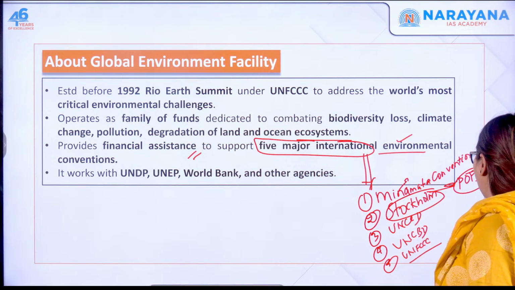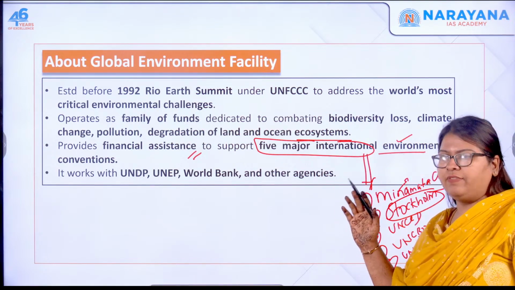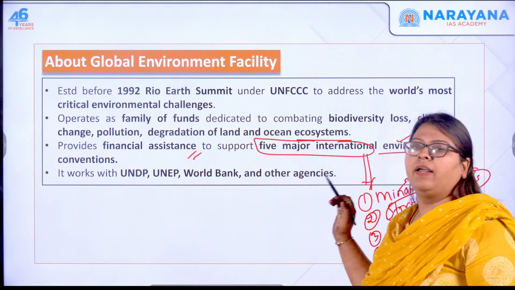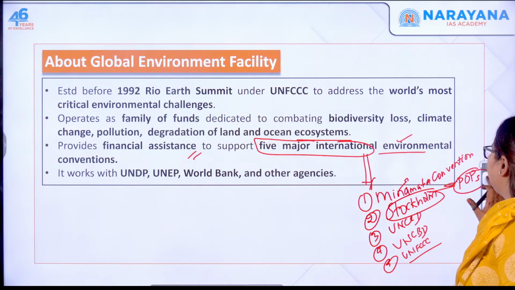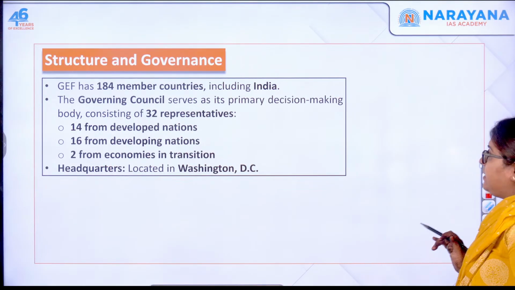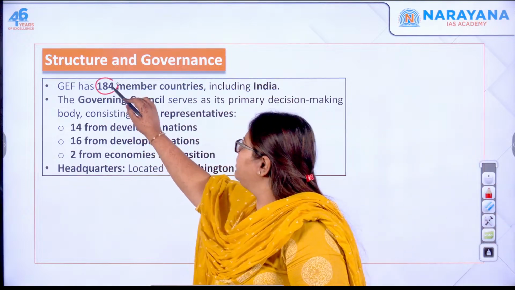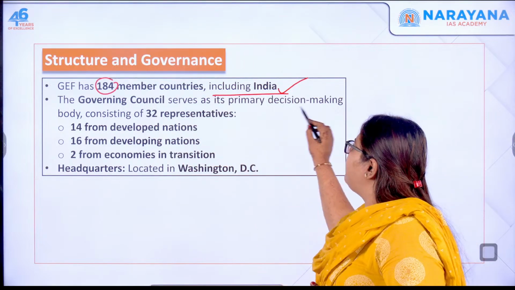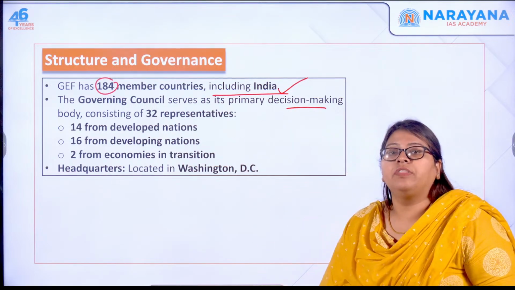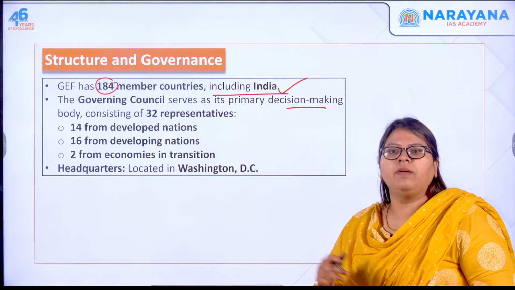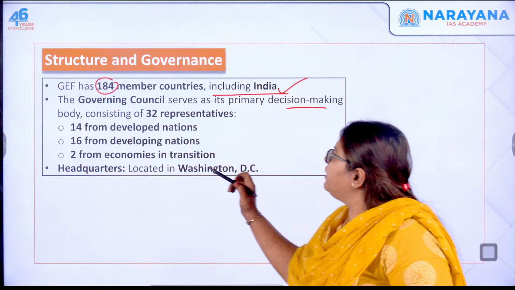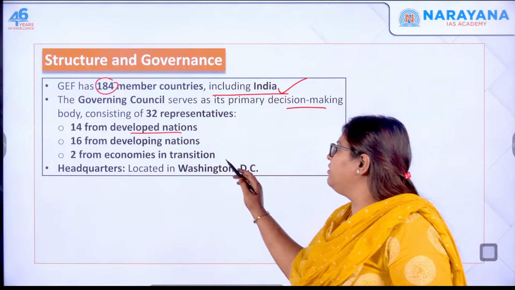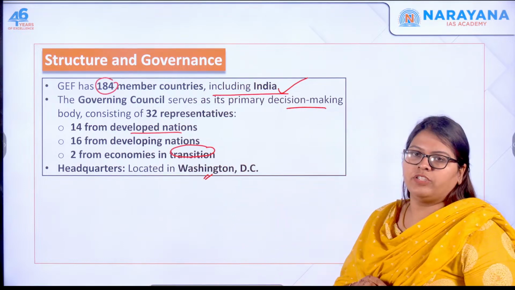So these are about the environmental facility, GEF, that is Global Environment Facility, and it works with UNDP, UNEP, World Bank and other agencies also. So this is about the environmental facility. It has 184 members. India part of it? Yes. The governing council actually serves as the primary decision making body. It consists of 32 representatives, people from both the developed and the developing nations. So 14 from the developed nations, 16 from developing nations and 2 which are in the transition phase. Then headquartered in Washington DC.